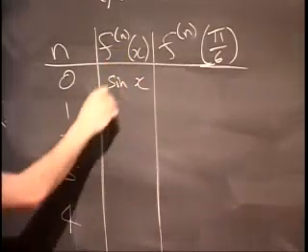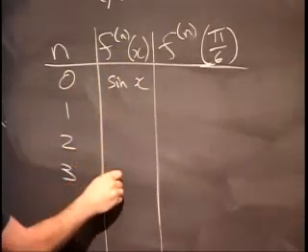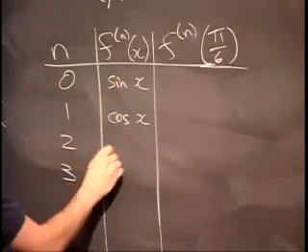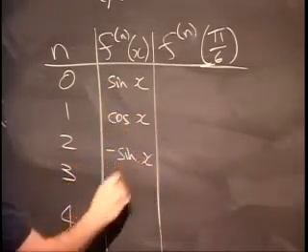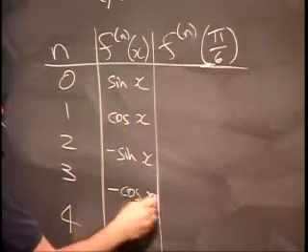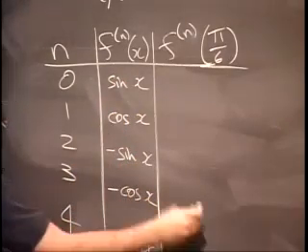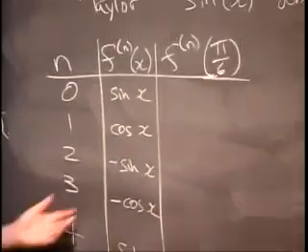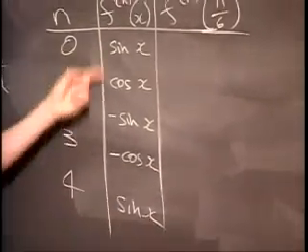And now I differentiate it over and over again. So the derivative of sine is cosine. Derivative of cosine is negative sine. Then negative cosine. And then finally, I'm actually back to sine. I'm not going to keep going because I only need up to fourth order. But in principle, if I kept going, I'd just repeat this pattern.